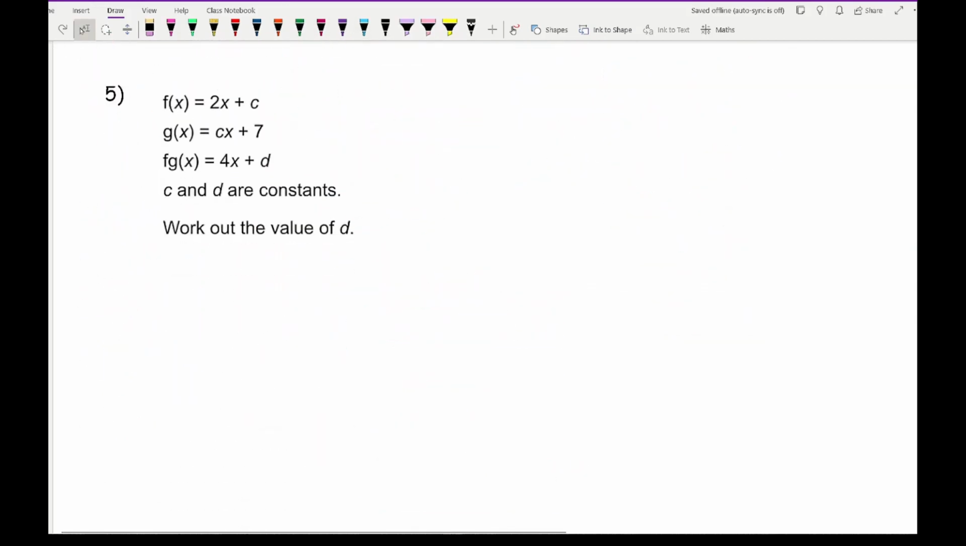Then looking at question 5, so it says f of x equals 2x plus c, g of x equals cx plus 7, fg of x equals 4x plus d, c and d are constants, work out the value of d. So looking at this, what I want to do first is work out what fg of x is. So here I've got g first, so that's f of cx plus 7.